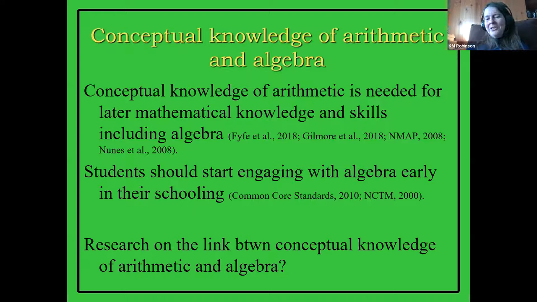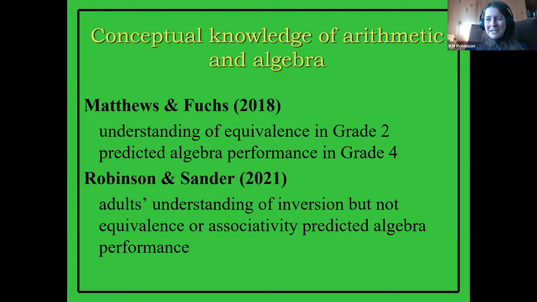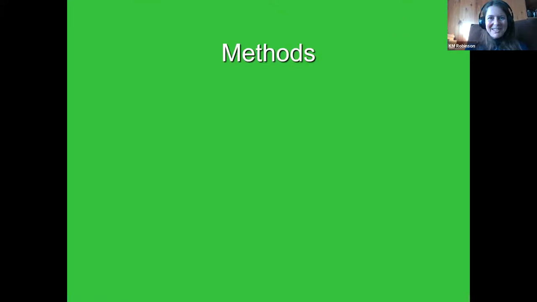And so I wanted to look at whether there was a link between conceptual knowledge of arithmetic and algebra. Looking at what's been done in the literature, one study by Matthews and Fuchs found that understanding of equivalence, as assessed through equivalence problems like the ones I just showed you in grade 2, predicted how kids would do on an algebra task in grade 4. And then in an adult study that we recently conducted, we found that if you understood inversion as assessed by problem solving, that predicted your algebra performance, but not your understanding of equivalence or associativity. So those are the two studies that I could find that were most closely related to how our study was designed. So I'll go to our design now.